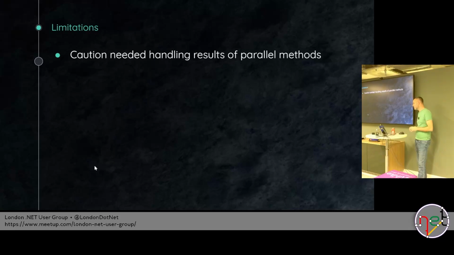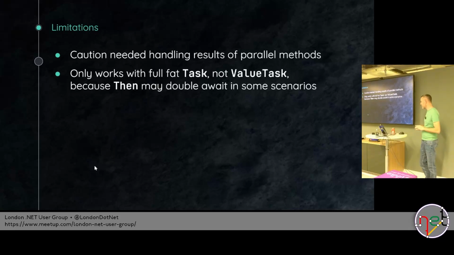There are some limitations. I mentioned those parallel methods need a bit of care. It only works with full-fat Task, and that's because of IValueTaskSource. The interface is kind of pooled to reduce allocations, and if you await a second time, it will just throw. But I think I'm okay with that, because ValueTask is for scenarios where you're pretty sure the result's already there. And I'm using this to kind of orchestrate async stuff mostly.